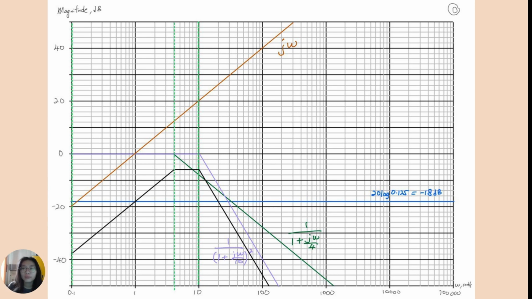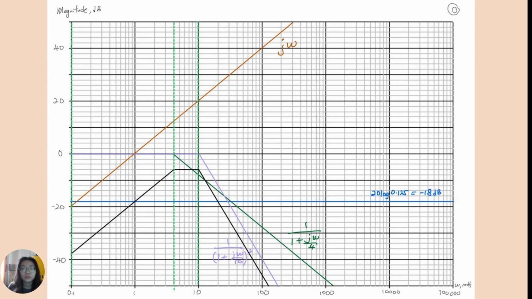So we can find the magnitude of all the factors at 0.1 radian per second. The gain K is negative 18 dB, j omega is negative 20 dB, and the two simple poles are at 0 dB. So we add them, which equals negative 38 dB. This is the first point.